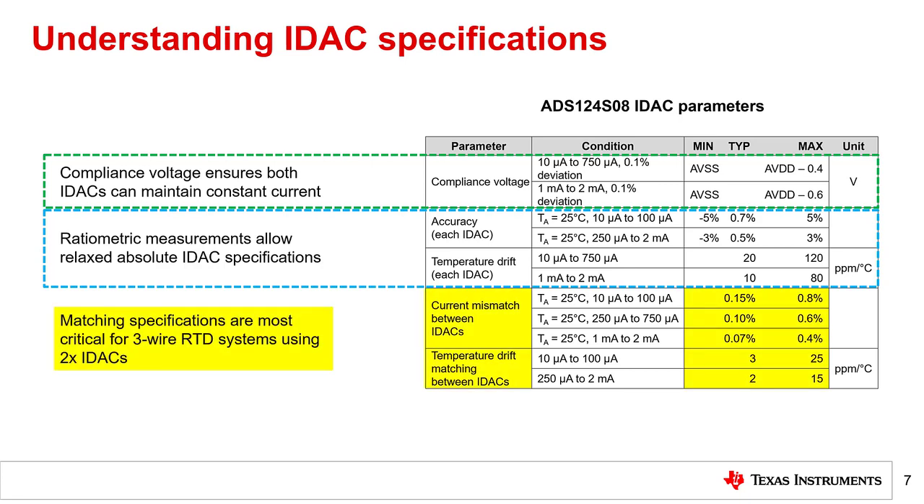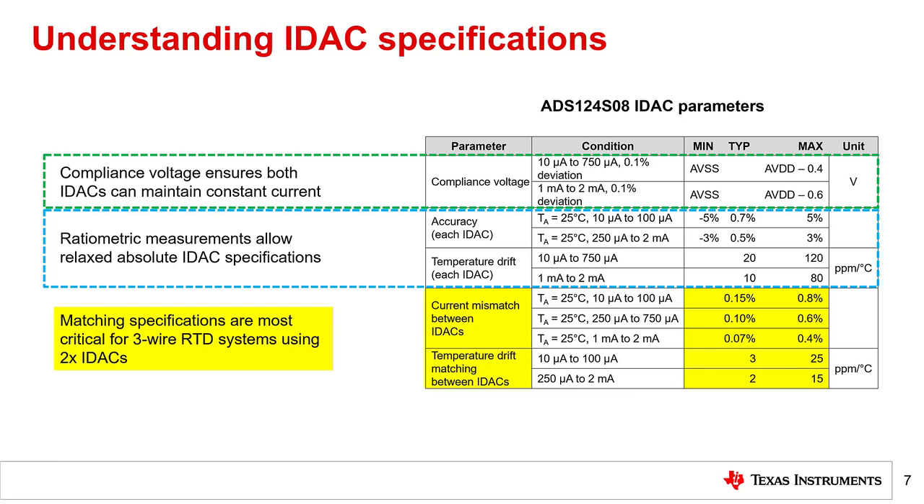Highlighted here in yellow, the ADS124S08 datasheet includes both current mismatch and temperature drift matching specifications between the 2 IDACs. Note that these specifications are much better compared to the absolute accuracy of each IDAC. For example, the maximum current mismatch between the IDACs when the output current is 100 microamps is 0.8%, or 900 nanoamps. This is better than 6 times the performance of each IDAC.